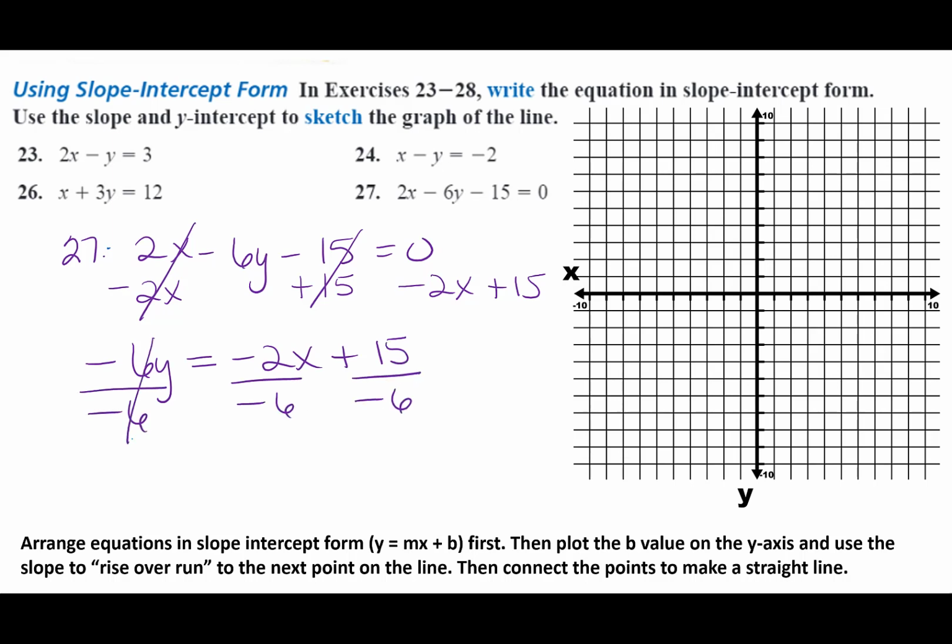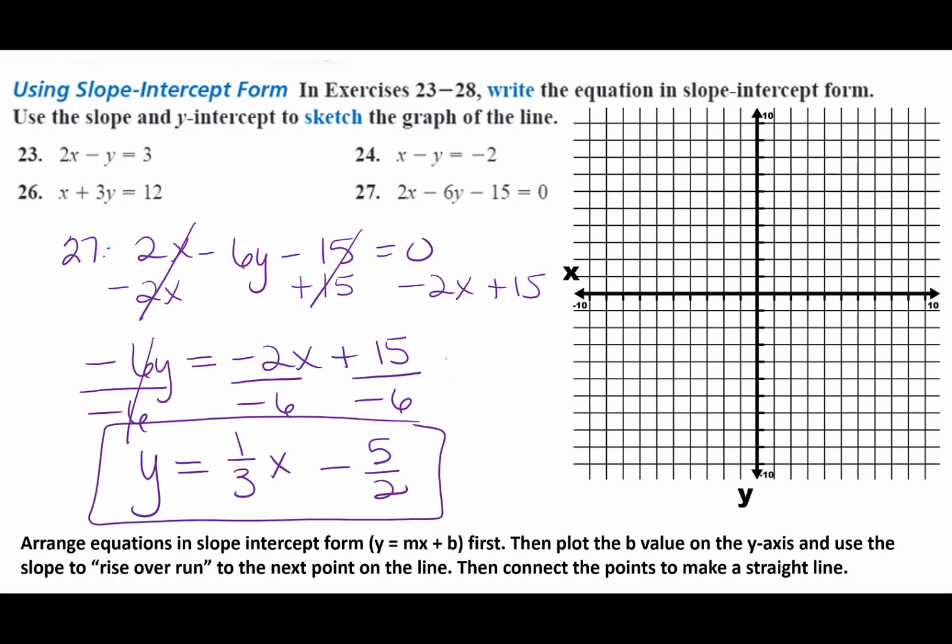Okay, these negative 6 simplify to 1, so this is y equals. Negative 2 and negative 6 simplify to a 1/3 x. And 15 and a negative 6 simplify to a negative 5/2. So that is part 1 of your answer. Now we can say the slope is 1/3 and the y-intercept is 0, negative 5/2.